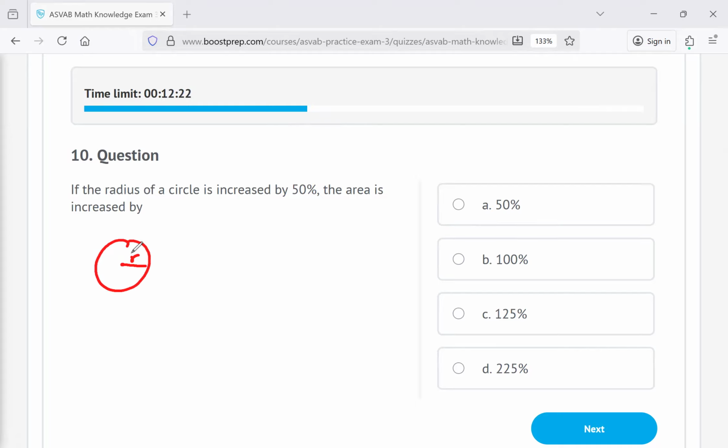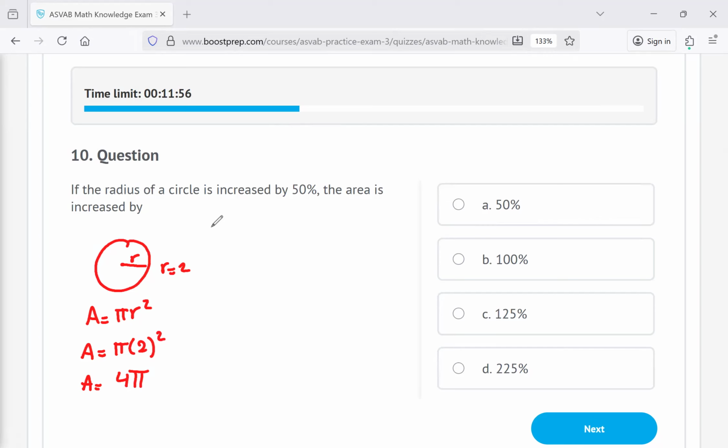So let's plug in values. Let's pretend this circle has a radius of 2, right? And then they're talking about area. So what is the area of a circle? It is pi r squared. That's pi, and then my radius is 2, so that's 2 squared. And then 2 squared is 4, so 4 pi.